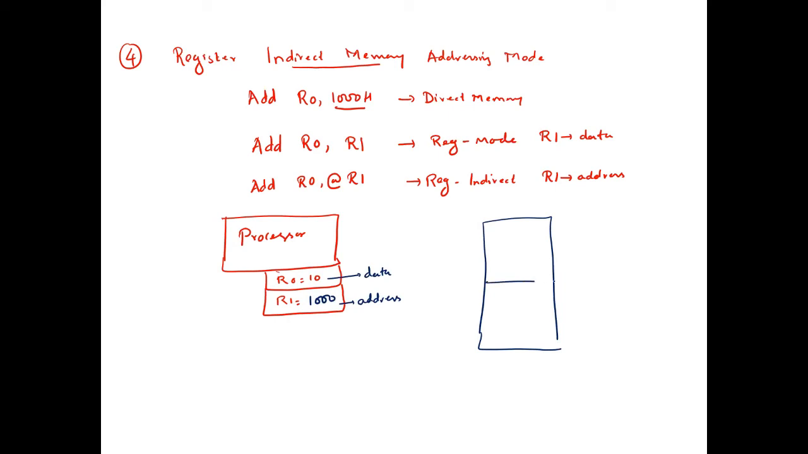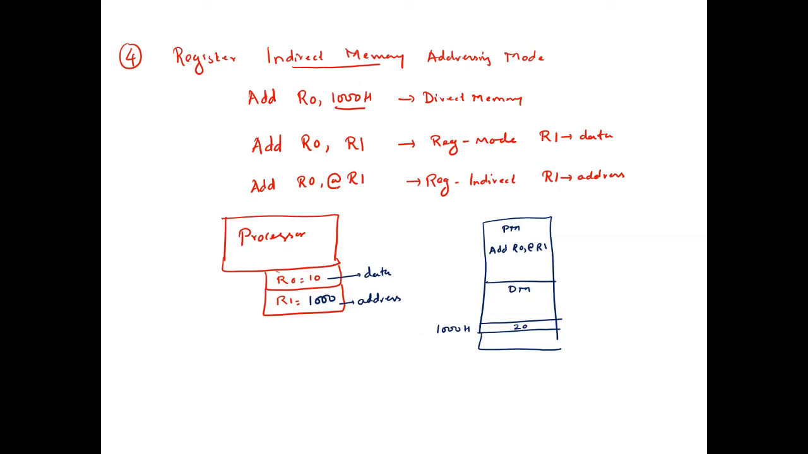This is program memory, and in the program memory we have this instruction, ADD R0, comma, @R1. And here is the data memory. In this data memory there is one location called 1000 AH, and that content is 20. Now this 10 needs to be added with what? 20. Now how is it going to retrieve this information?